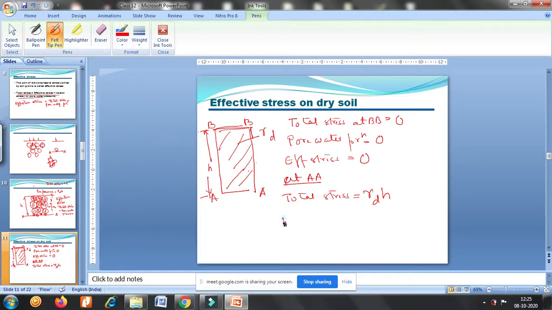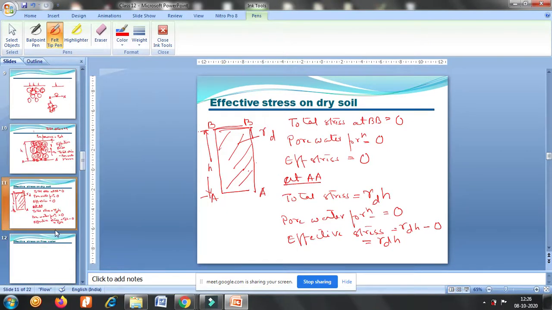Now what is the pore water pressure? Because the soil is dry, no water is present there, so the pore water pressure is equal to 0. And now what is the effective stress? Effective stress is equal to total stress, gamma d into H, minus the pore water pressure, that is 0. So it is equal to gamma d into H. From that we can find out.